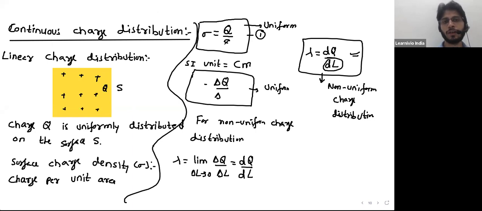Sigma is charge over area. The unit is coulomb per meter square. Sigma is delta Q by delta S, which is dQ over dS. Is it clear? So instead of length, we are just using area. Surface charge distribution is just charge divided by area. Note it down, then we'll do some numericals on this concept also.